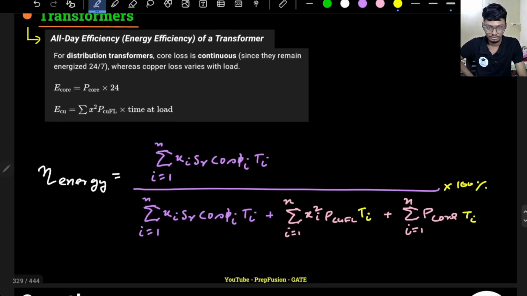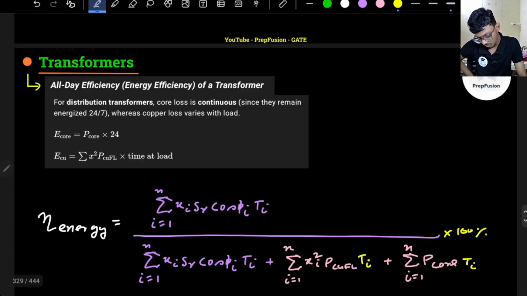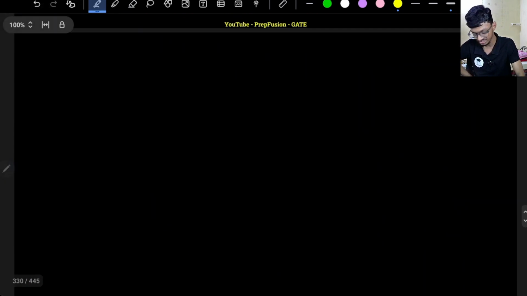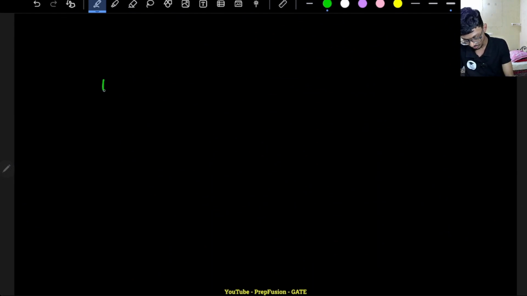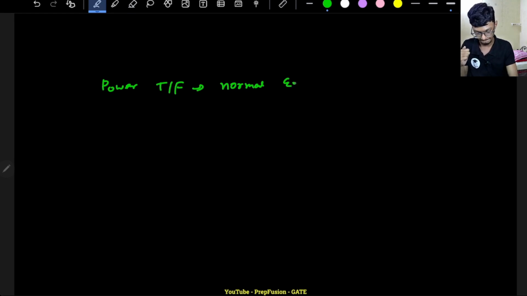Okay, now which ones to calculate? Whenever it is a power transformer, I'm telling you a theoretical point, its main purpose is to transfer the power. Its main purpose is not to transfer energy or handle variation of loads. So if it's a power transformer, then we will calculate the normal efficiency, whatever we had discussed previously.